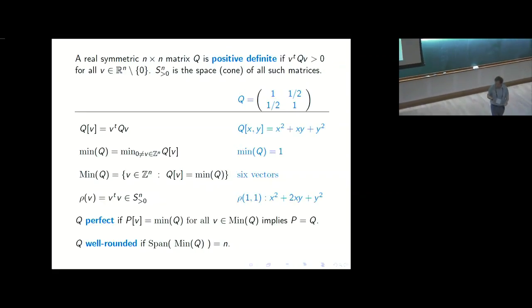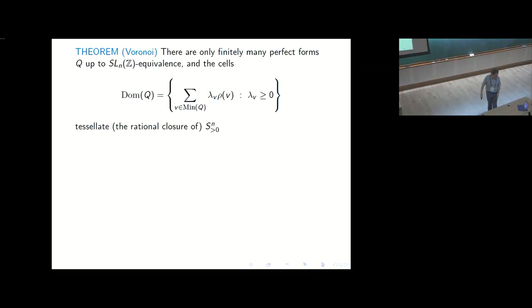So of the forms, some are perfect, some are well-rounded. Going a little fast, but still it's okay. So here's an old theorem of Voronoi. There are only finitely many perfect forms up to SL_n(Z) equivalence. So there's only finitely many orbits. And these cells, which are kind of convex polytopes or whatever, tessellate the cone. So if you can find the perfect forms, you have a tessellation by Voronoi. Now that's simplifying things. There's a lot of computing and work to be done in that.